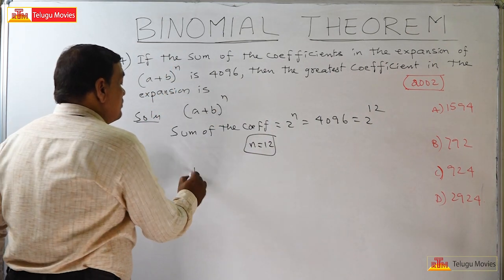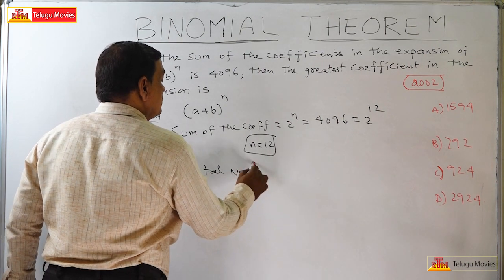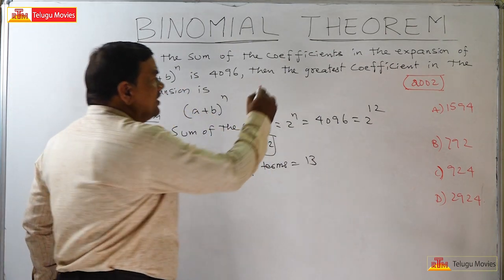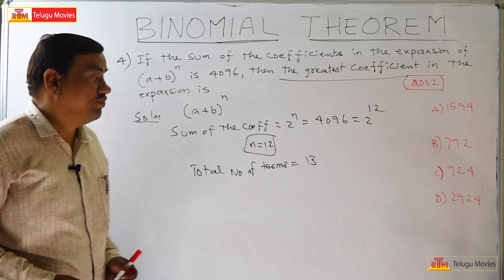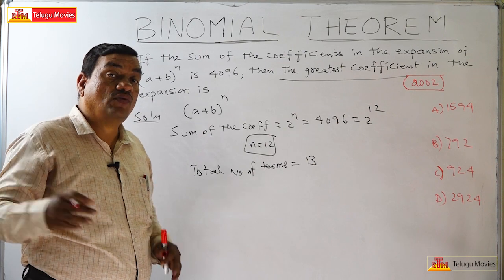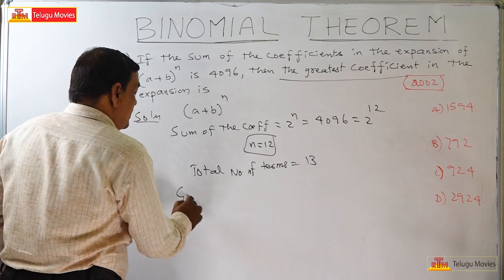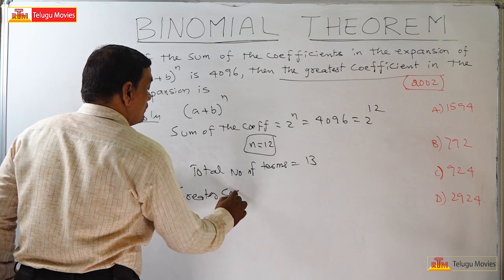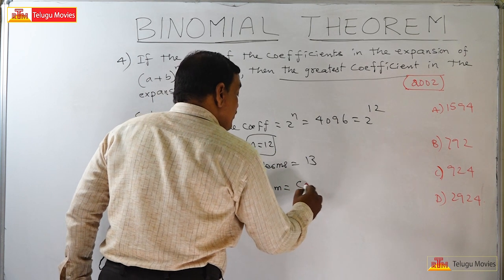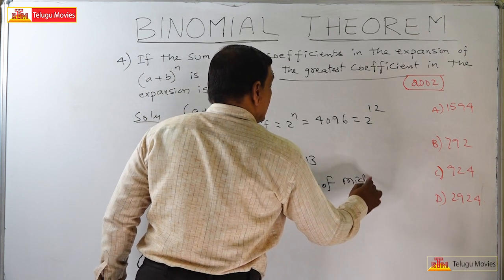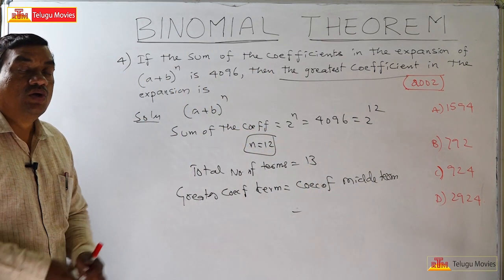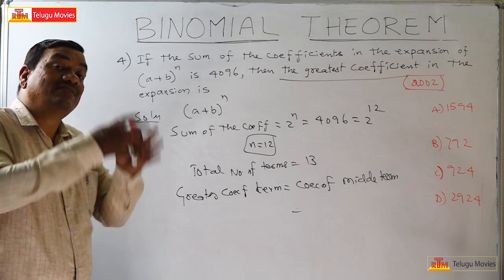Now, the total number of terms will be there. How many? Total number of terms is equal to 13. Now, he is asking for the greatest coefficient. That means here, 12C0, 12C1, 12C2, 12C3, 12C4 up to 12C12. We know that the greatest coefficient term, remember, is equal to the coefficient of the middle term. So whatever the middle term coefficient may be, it is the greatest coefficient.